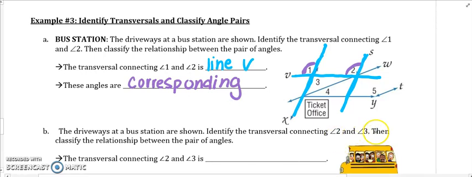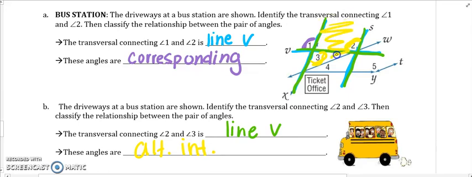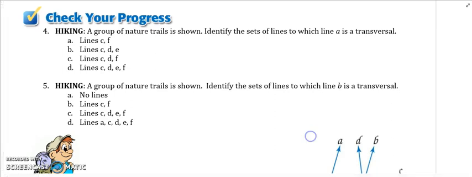For our next one, it's 2 and 3. So I'm going to extend all the lines. Okay, they're the same. So again, the transversal is line B. But we're looking at a different pair. We're looking at 2 and 3. Well, this is top, this is bottom, but they're both interiors, so they're alternating interior. If it helps to mark your interior, exterior, do that. I want you to pause and work these and then check back.